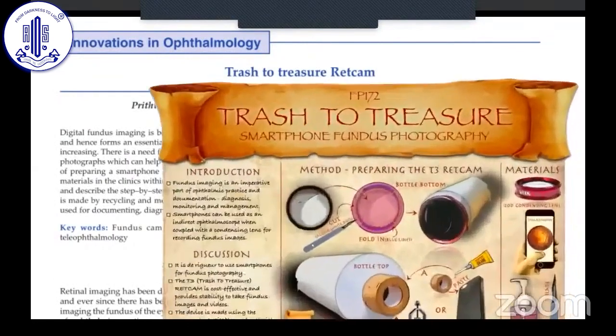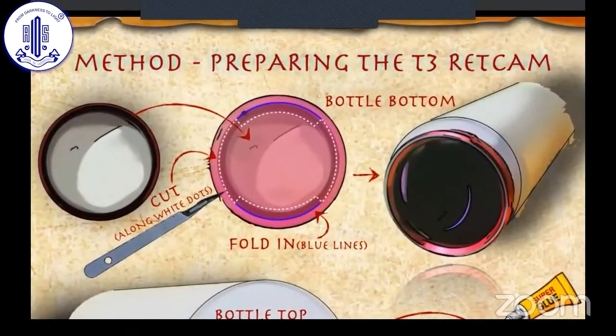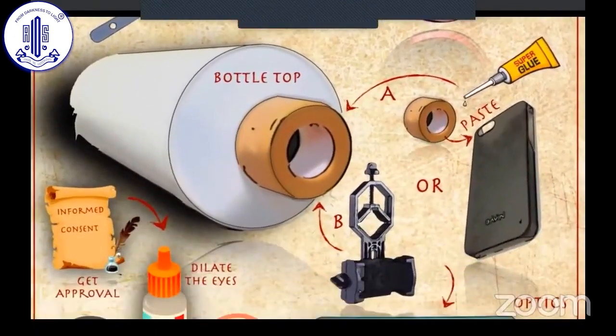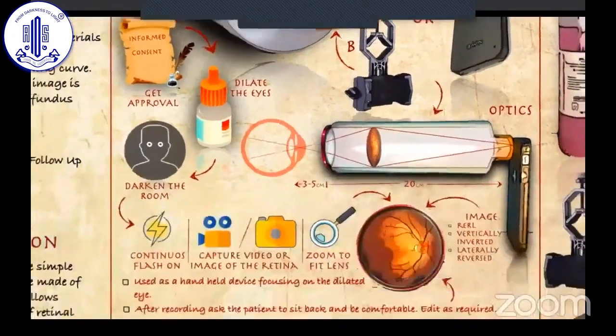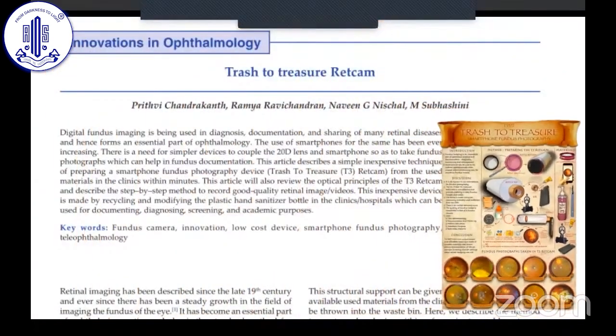My first innovation was trash to treasure red cam. A 20 cm sanitizer bottle was cut in the bottom to fit the 20D lens and the smartphone attached to the mouth of the bottle, and you could take fundus photos once you turn on the flashlight.